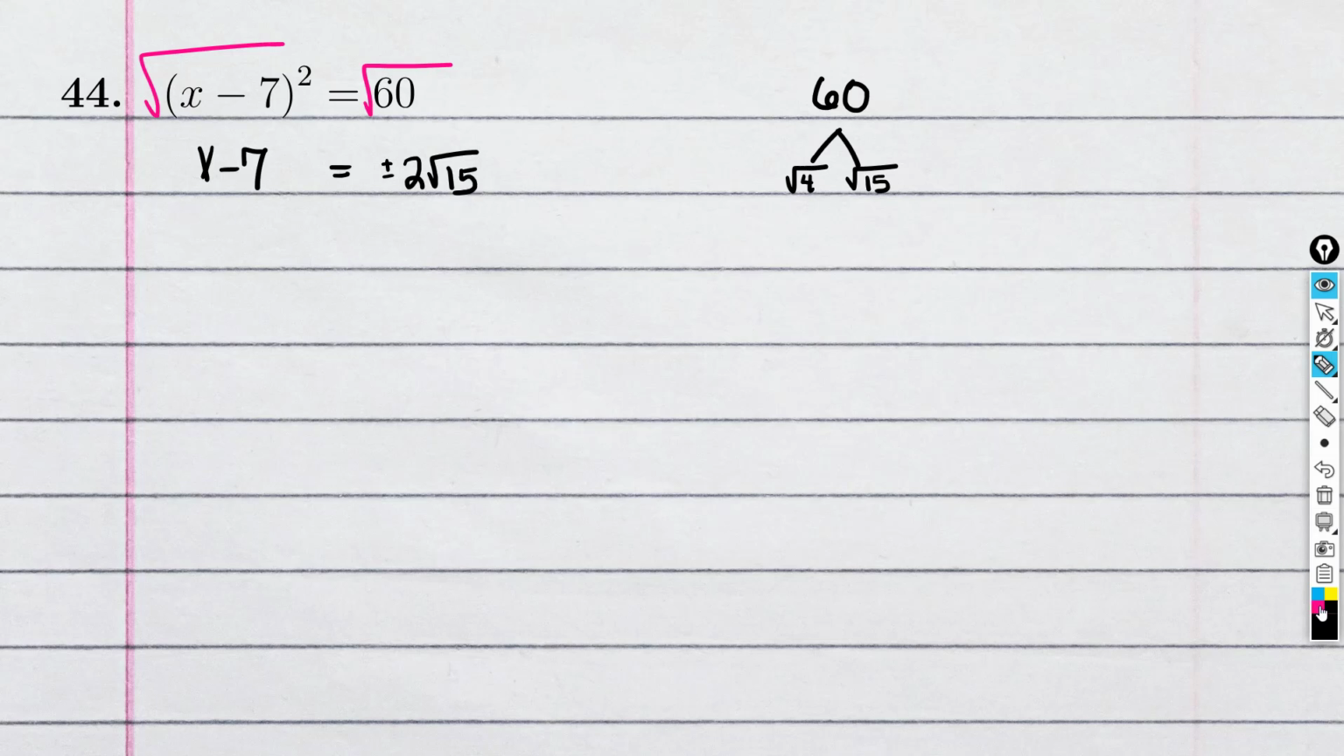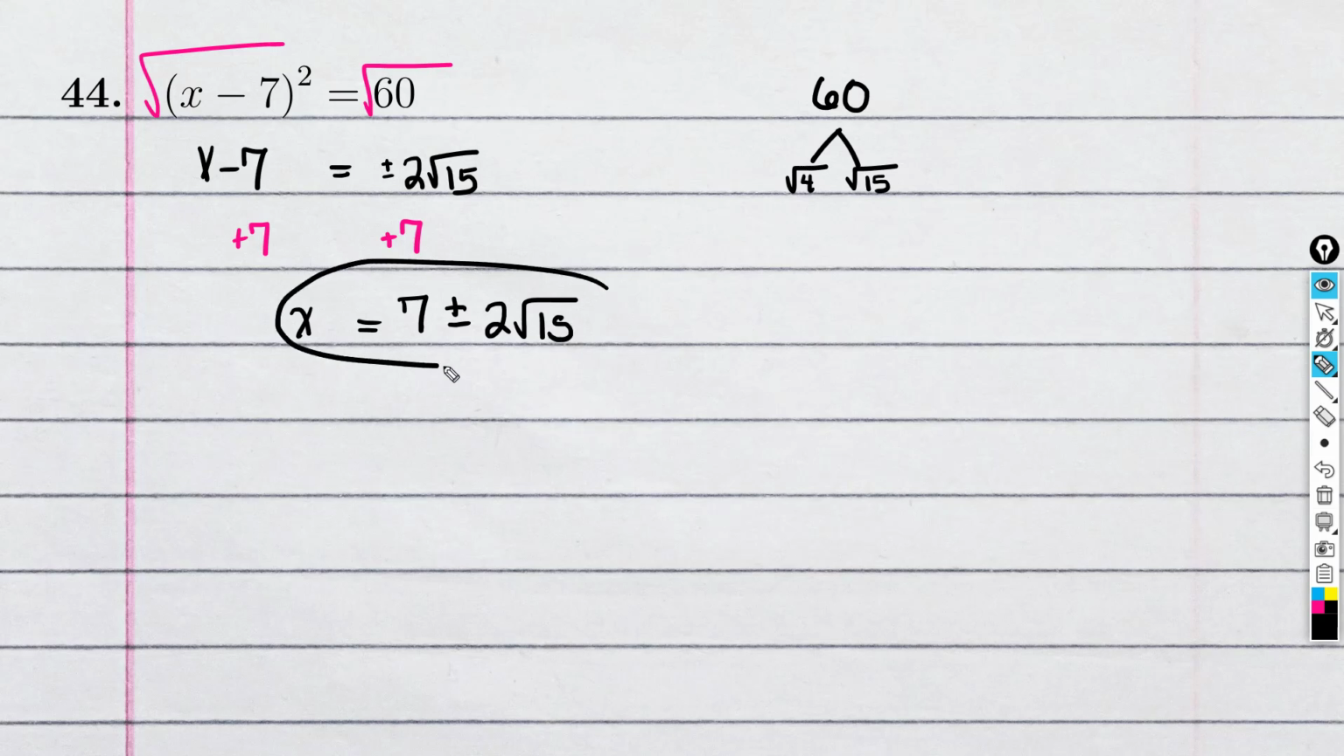Now I need to move that 7 to go ahead and join the other side. So add 7 to both sides. X is equal to 7 plus or minus 2 square roots of 15. And so when I write it in set form, x is equal to the solution set of 7 plus or minus 2 square roots of 15.